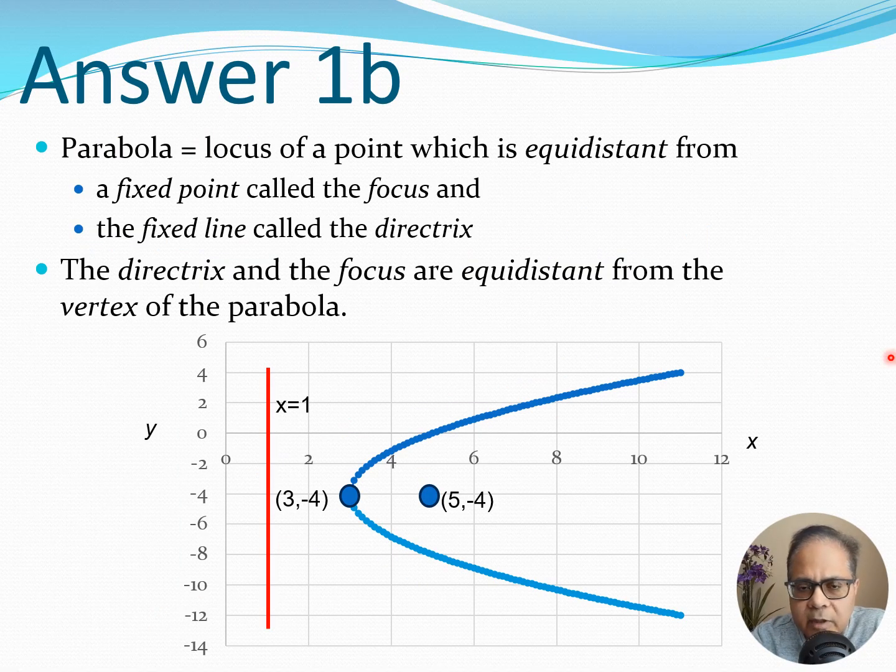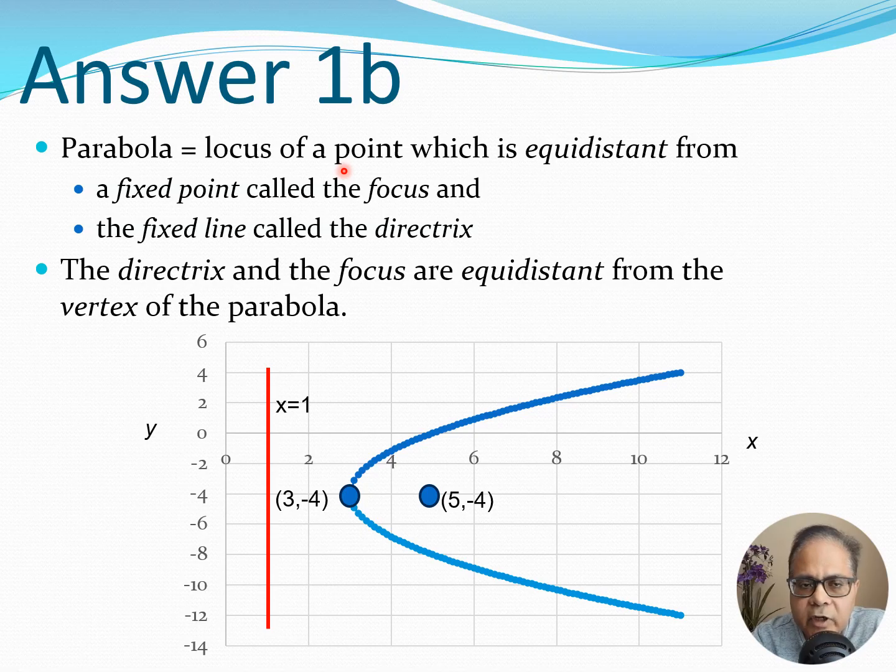Now let us look at some general aspects of the parabola. So the parabola is defined as the locus of a point which is equidistant from a fixed point called the focus and a fixed line called the directrix. So you can see here the point which is the focus, in this case the point (5, -4), and the directrix is x = 1.